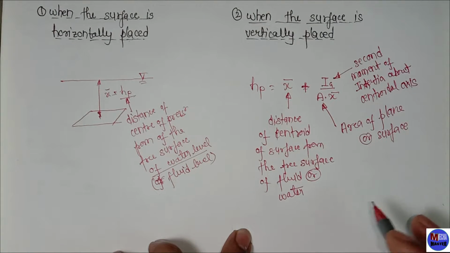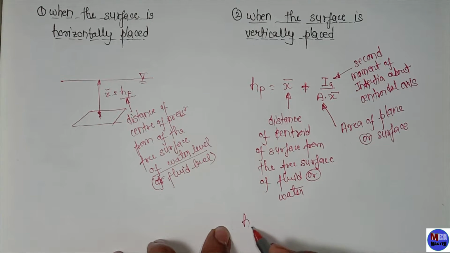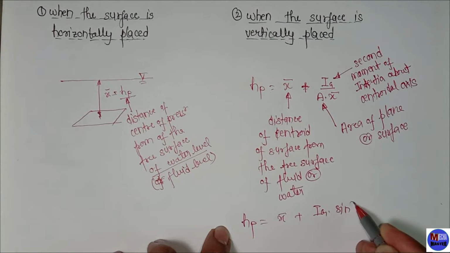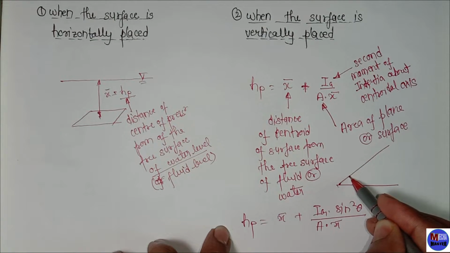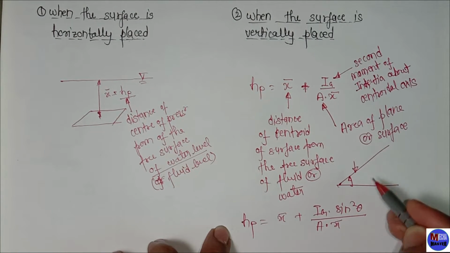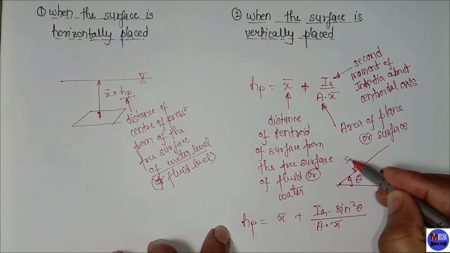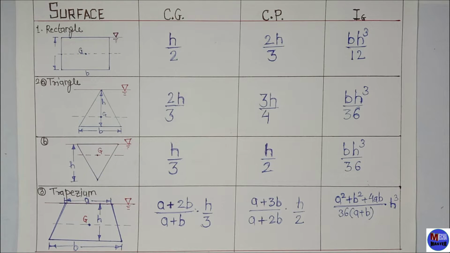In the case of inclined plate, we can modify this formula as HP is equals to x bar plus Ig into sin square theta upon A into x bar, where theta is defined as the angle that inclined surface made with horizontal axis. This one is theta.